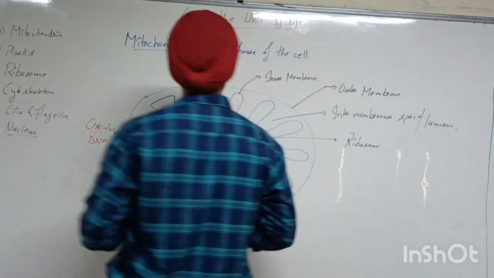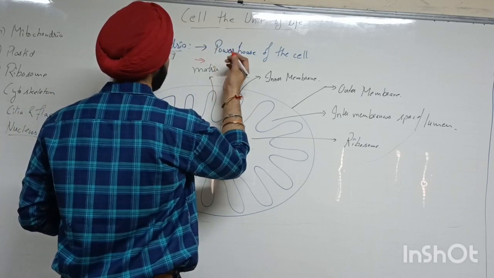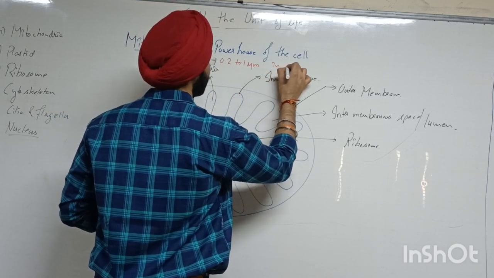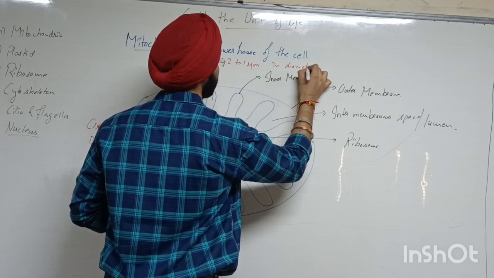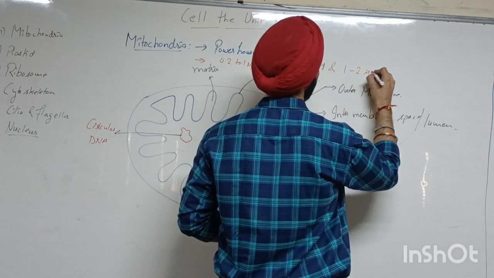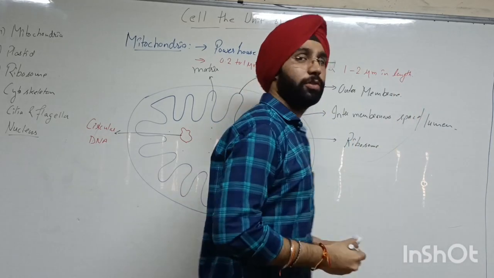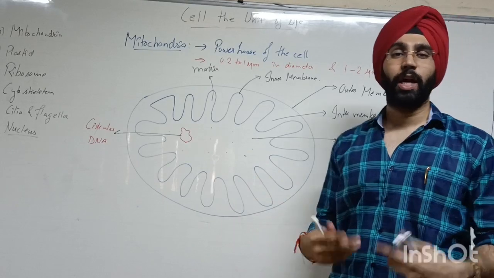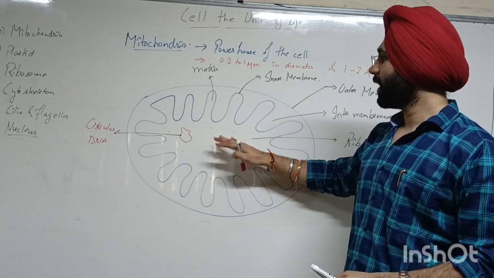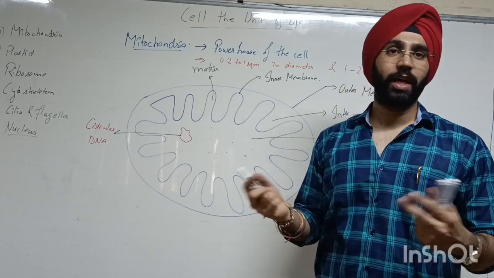So let's talk about the size of the mitochondria. First point is the powerhouse of the cell, and the second point is it is about 0.2 to 1 micrometer in diameter and 1 to 2 micrometer in length. But mitochondria can be of variable sizes and variable shapes. This is the schematic diagram, the basic mitochondrial structure, but the shape and the size of mitochondria can change.